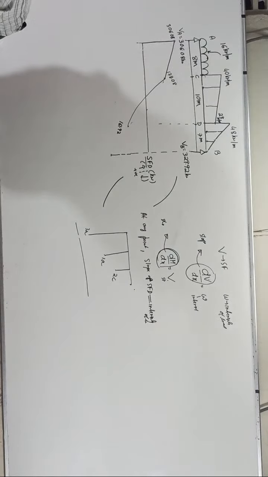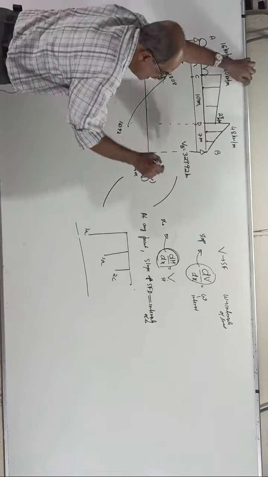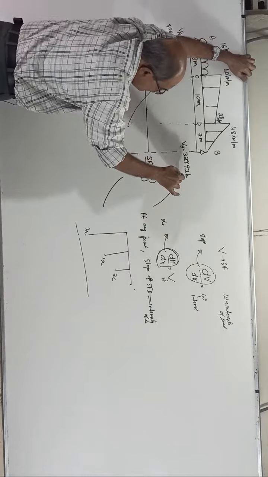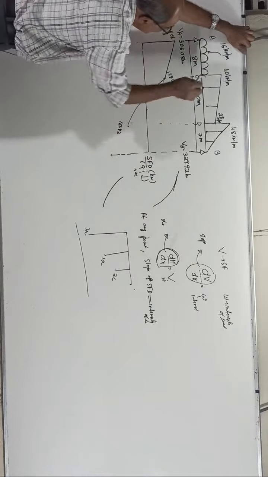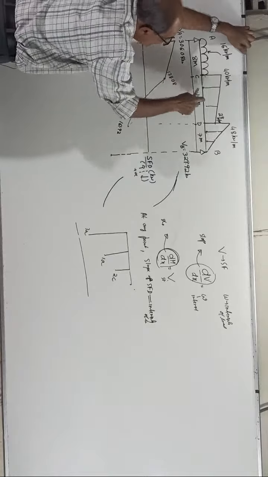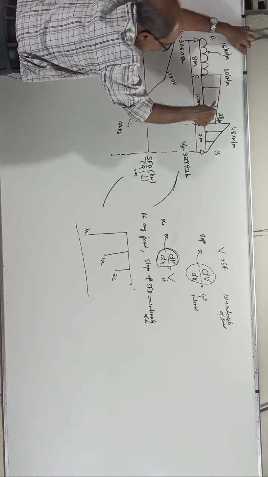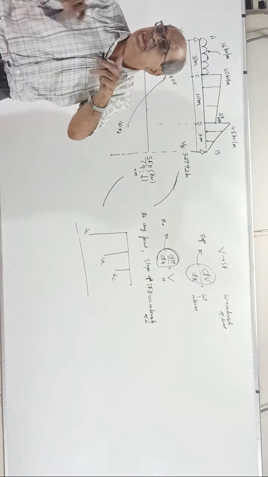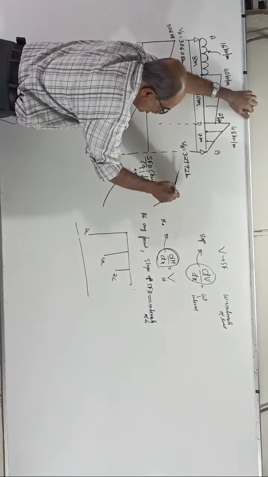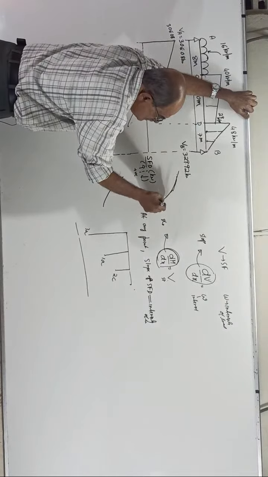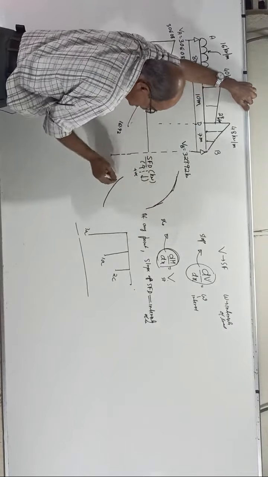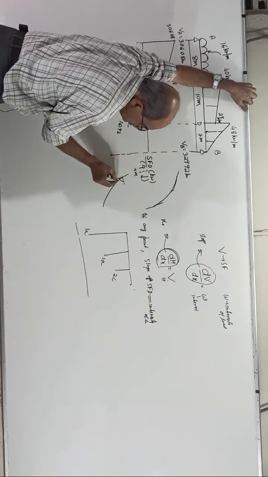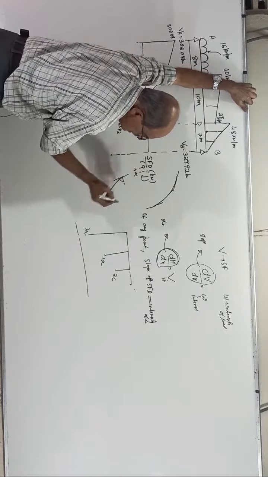Which one is correct? The second one is correct, because see here, if it is this way, what will happen? As you go this way, the intensity keeps on decreasing. When the intensity keeps on decreasing, the slope should also keep on decreasing. But see here, the slope keeps on increasing. It is becoming almost vertical here. If I draw this way, see here the slope is there. As you go this way, the slope keeps on decreasing.